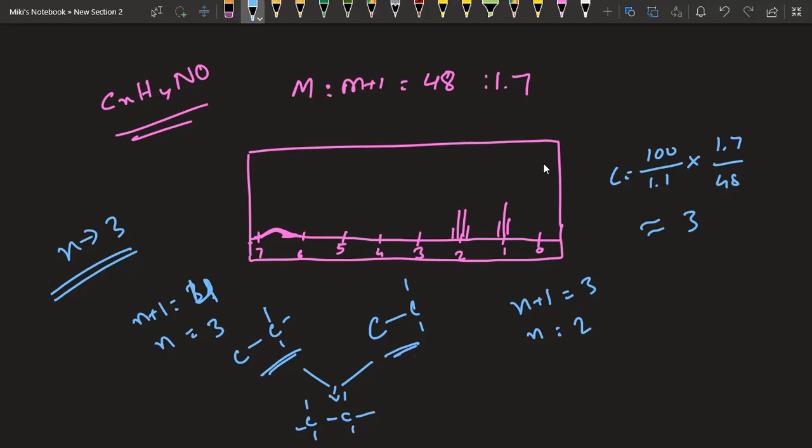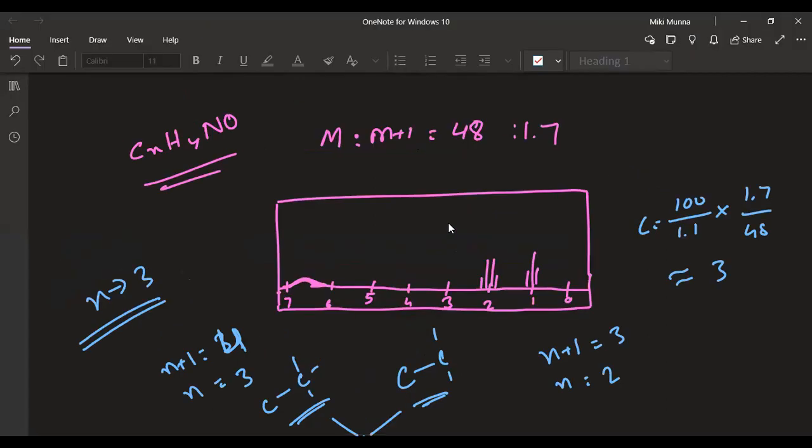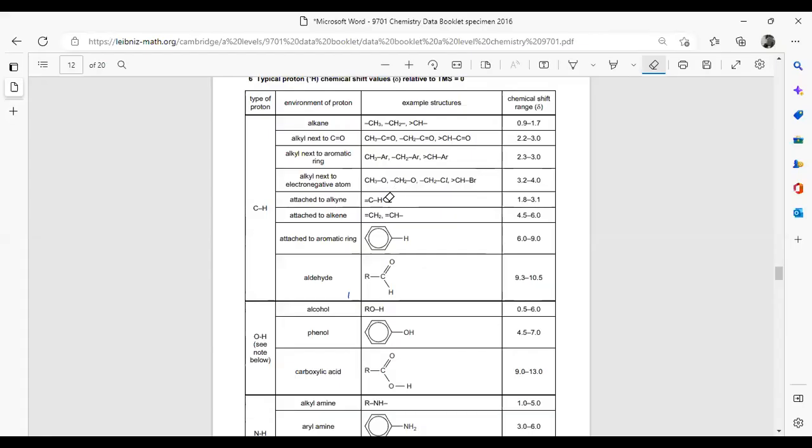Okay, let's go back to the data booklet and see. And also regarding this big hump, we are not sure what should be here, but we know there's a nitrogen there. Okay, now let's go to the data booklet and see if we have anything of such. So here we have, let's see, nitrogen. Where should we find a nitrogen?